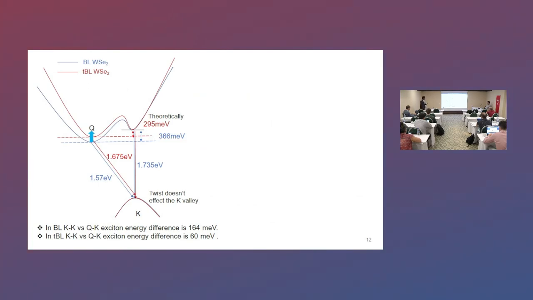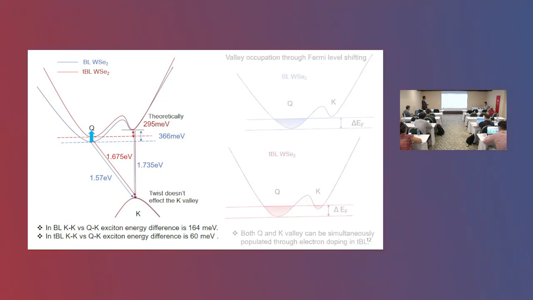This can be understood schematically, okay? So this is a schematic for the twisted bilayer as well as the bilayer case. This is a direct transition, overall 1.735. And this is the indirect transition, okay? You can clearly see if you plot these two together, there is an overall shift over here, okay? So the overall shift is around 100 meV. Don't go to the figures over here.